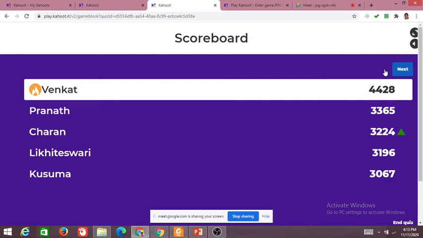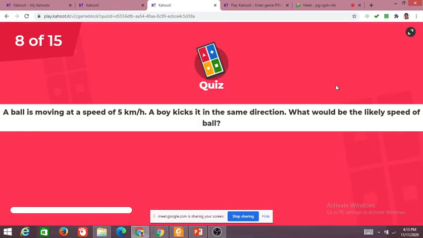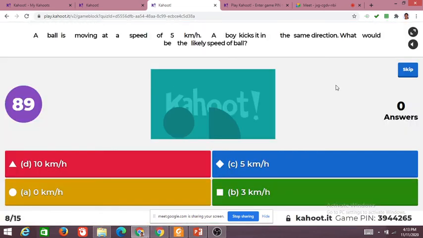Okay. The next question. A ball is moving at a speed of 5 km per hour. A boy kicks it in the same direction. What would be the likely speed of the ball? Red, 10 km per hour. Blue, 5 km per hour. Yellow, 0 km per hour. And green, 3 km per hour.